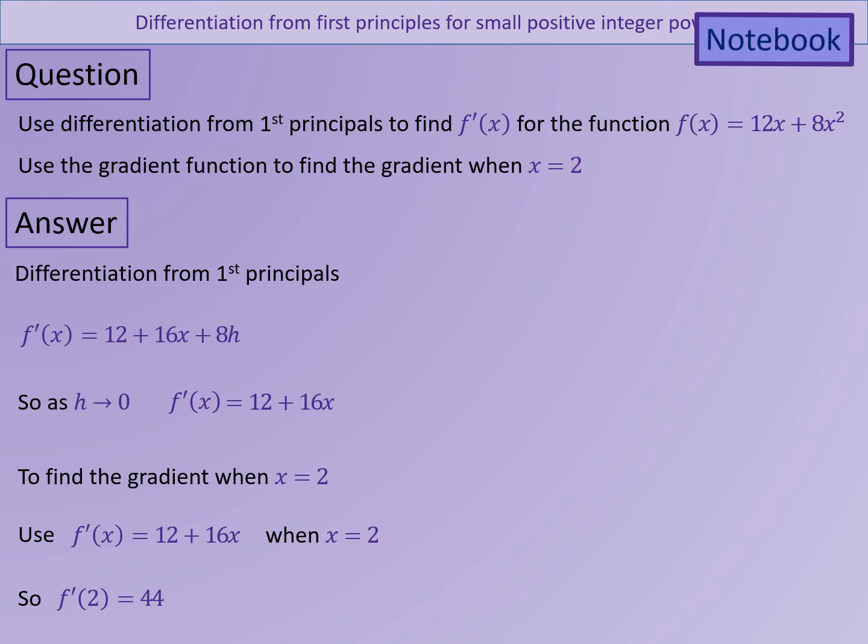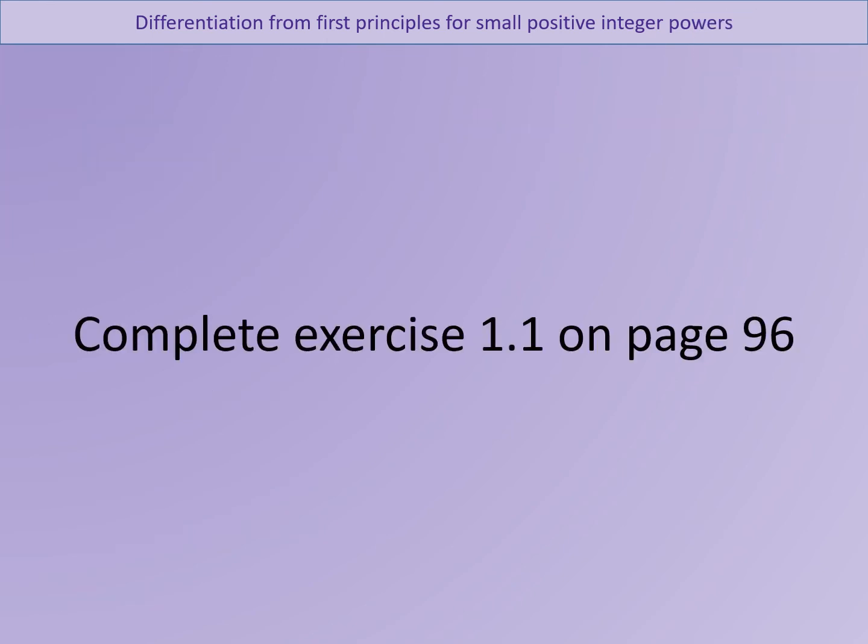And that's it. So you now need to practice that using the skills that I've taught you and the exemplar that you've seen. And so I'd like you to have a go at this exercise on page 96. And in particular, if I was going to pick and choose, I would have a go at question 3, which is where you have 4 functions, 4 equations, and your job is to use first principles to find the gradient functions. So I would concentrate on question 3 if I was going to pick out relevant questions from that exercise.